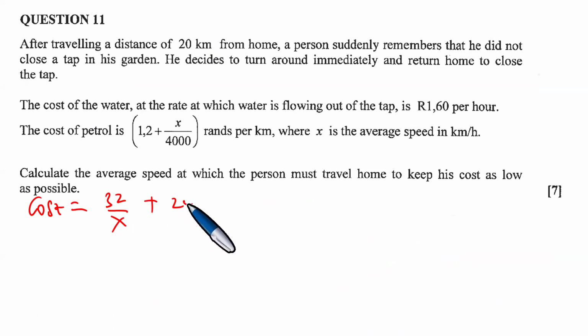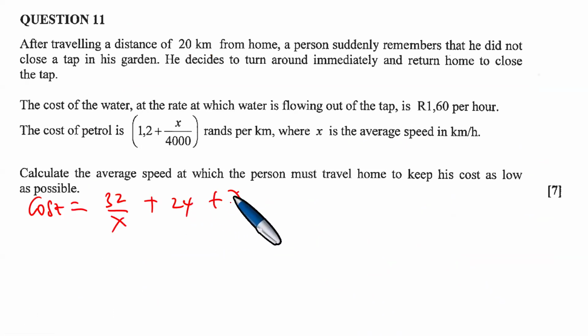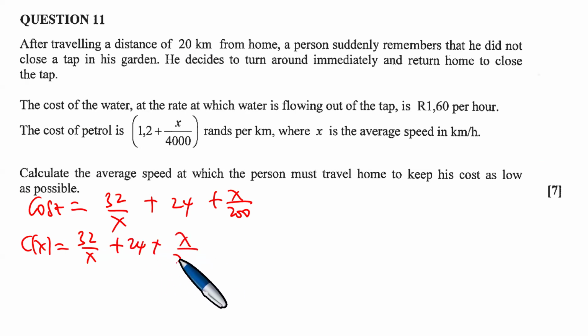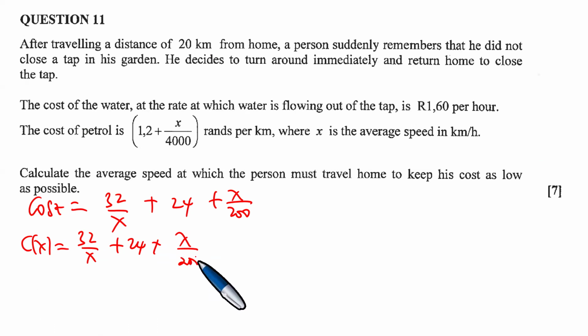32 out of X plus 24 plus X out of 200. And this is then the cost, we can call it C as a function of X: 32 over X, plus 24, plus X over 200. Which means that you have c prime of x.